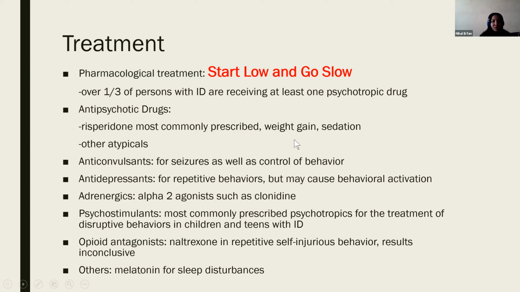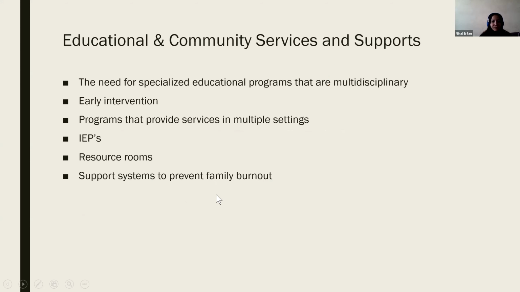We love melatonin for sleep disturbances. Okay, educational and community service. So there has to be a specialized educational plan for this child, and it's usually multidisciplinary. Early intervention, absolutely necessary. You have to have services in multiple settings. Like I said, individual educational plans, resource rooms, and then support, obviously, to the family to prevent burnout. So it's a very multidisciplinary approach to these kids.